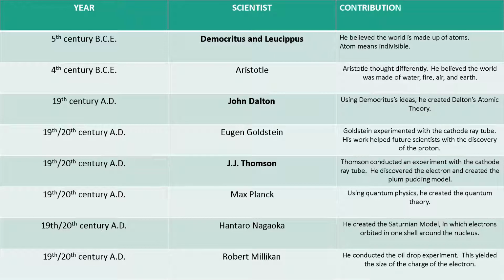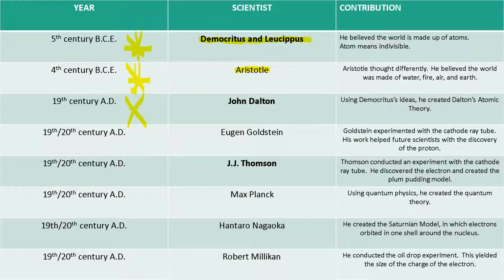So here we have a timeline of important scientists and their significant contributions to our modern atomic theory. We go all the way back to the 5th century BCE. Democritus and Leucippus believed the world was made up of atoms, and Democritus also coined the term atomus, which means indivisible. One century later, in the 4th century BCE, Aristotle came along and he thought differently than Democritus. Instead of believing that the world was just made of atoms, he believed that the world was made of four basic parts: water, fire, air, and earth.